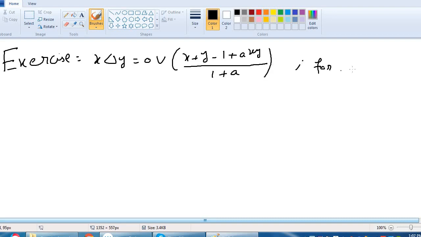for a greater than minus 1. This is our T norm. Show that delta is a T norm.